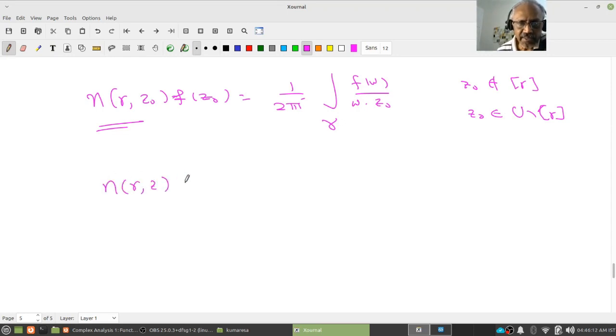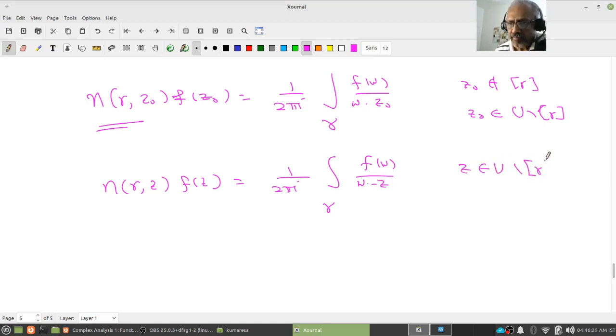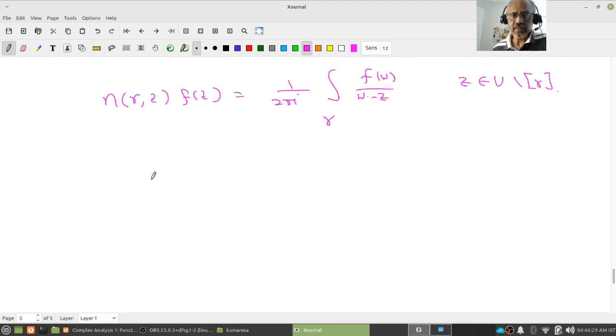n gamma z into f of z equals 1 by 2 pi i integral over gamma of f of w by w minus z, for all z in U which are not in the trace of gamma. And what is the gamma for which I know what n gamma z is? That we know. Yeah, right. So let us look at it.